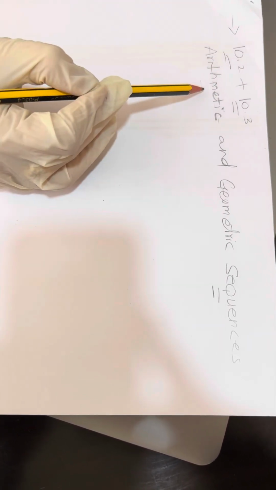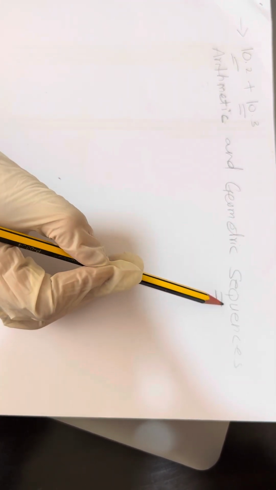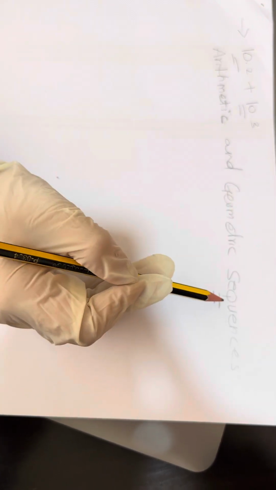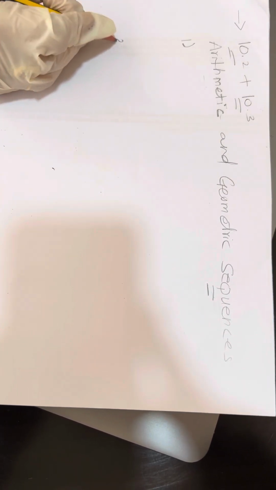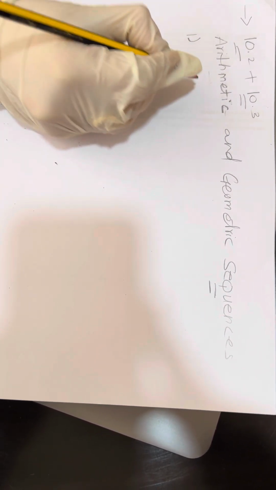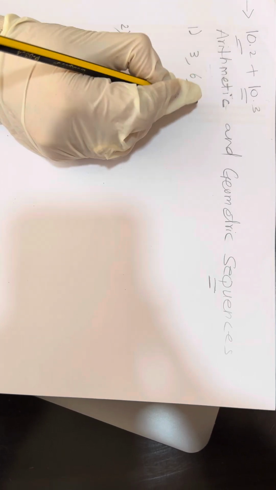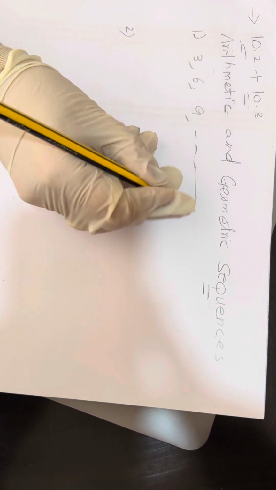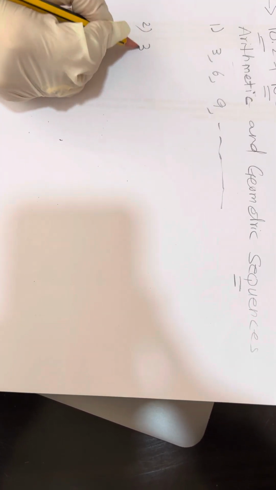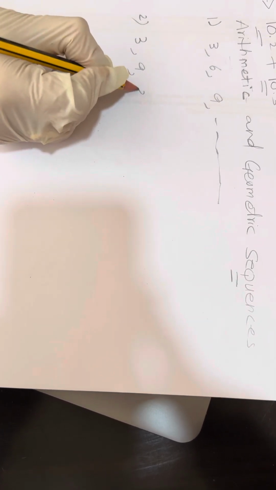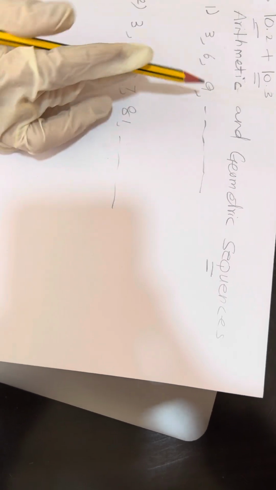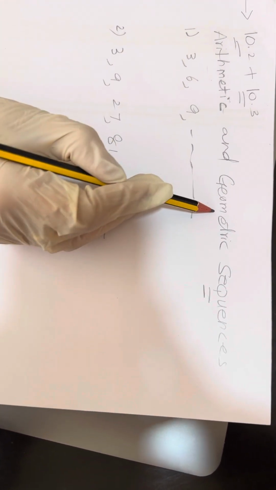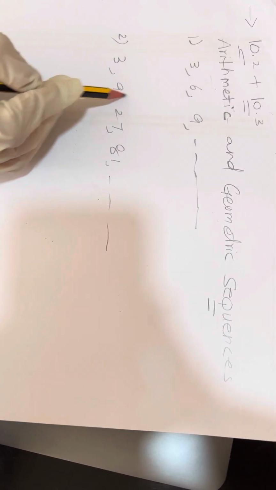In this lesson we have arithmetic and geometric sequences. Now, sequences mean what? Sequences are patterns, right? So for example, if I give you different patterns, here is 3, 6, 9 and so on. And here is 3, 9, 27, 81 and so on. And I'm asking you to determine which one is arithmetic and which one is geometric in these given series.